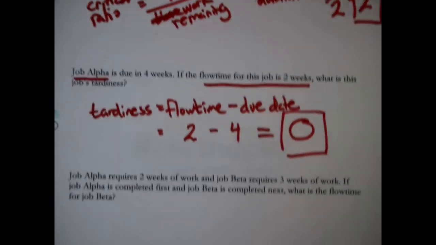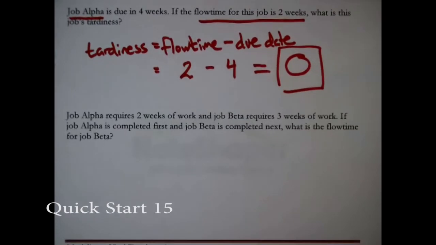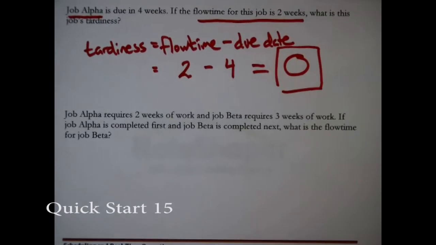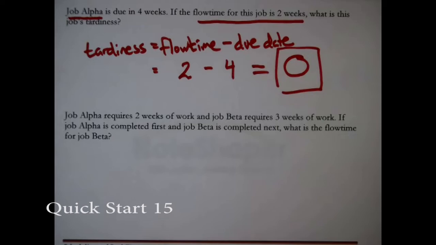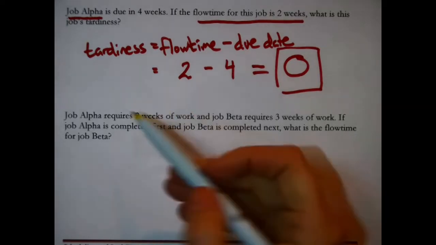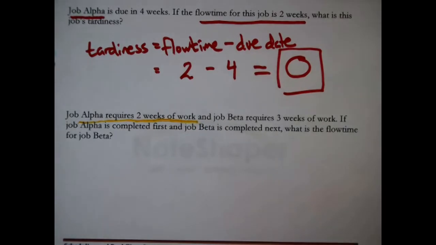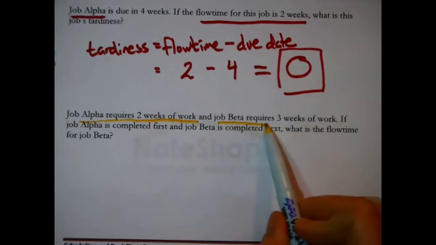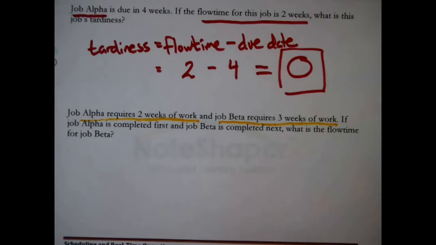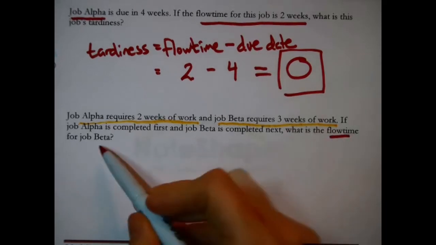Now, speaking of job alpha, next question. Job alpha's changed a little bit here. It is a different question. Job alpha requires 2 weeks' worth of work, and there's another job in the mix here. Job beta requires 3 weeks' worth of work. If job alpha is completed first and job beta is completed next, what is the flow time for beta?